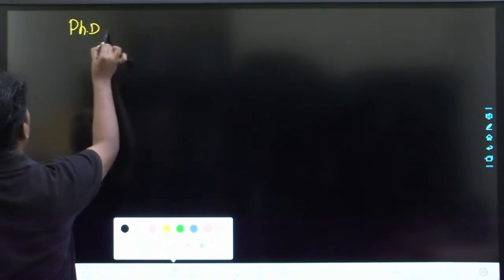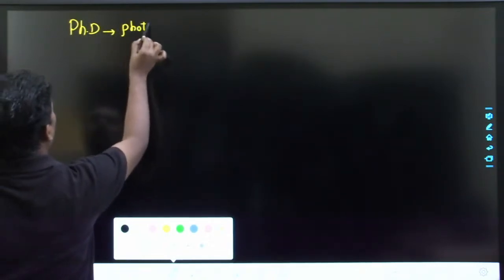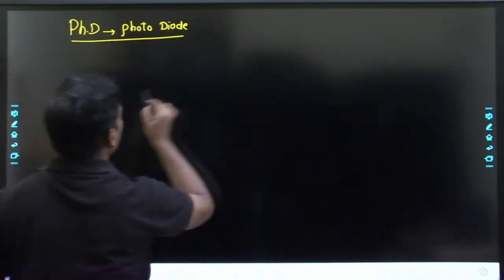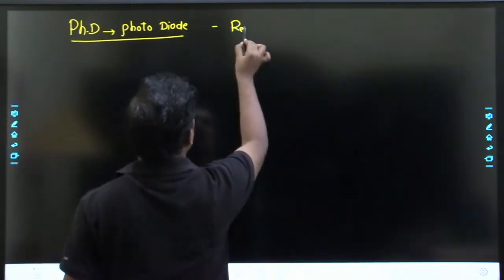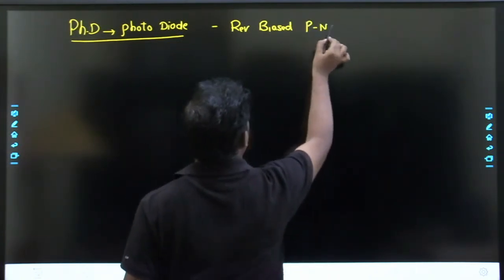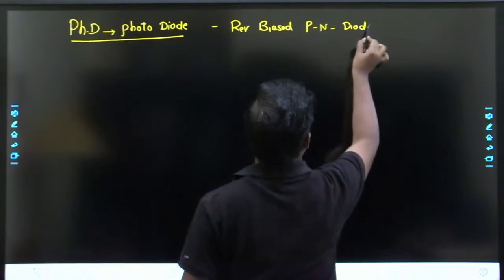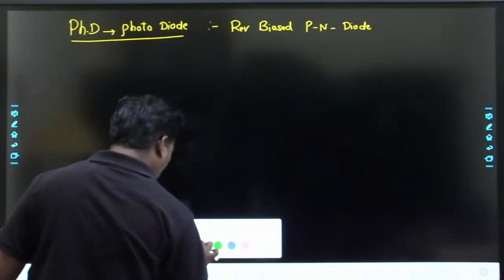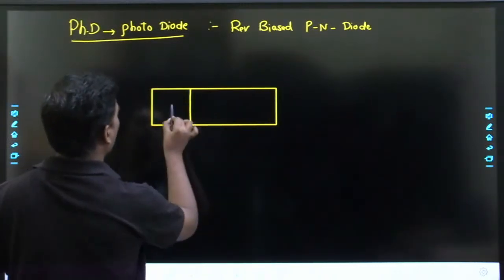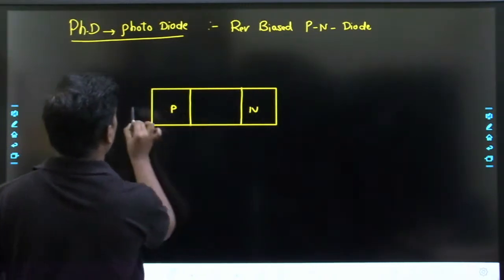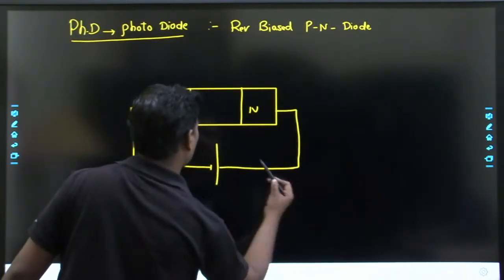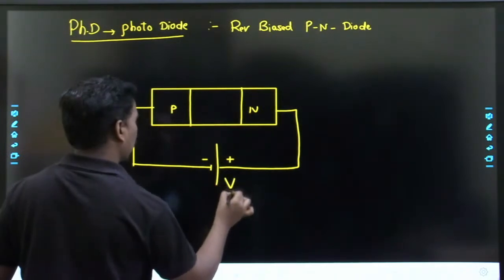This is called photodiode. Photodiode is what? Photodiode is a reverse biased PN junction diode. When the diode is connected in the reverse bias, this is a P type and this is an N type. It is connected in the reverse bias.